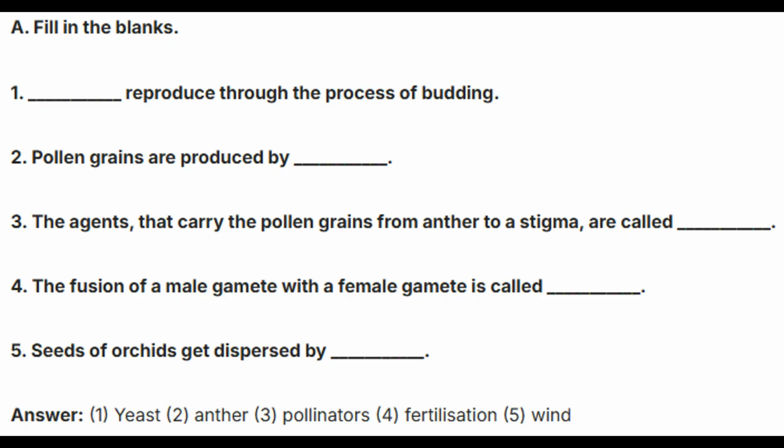First, yeast reproduce through the process of budding. Second, pollen grains are produced by anther. Third, the agents that carry the pollen grains from anther to a stigma are called pollinators. Fourth, the fusion of a male gamete with a female gamete is called fertilization. Fifth, seeds of orchids get dispersed by wind.